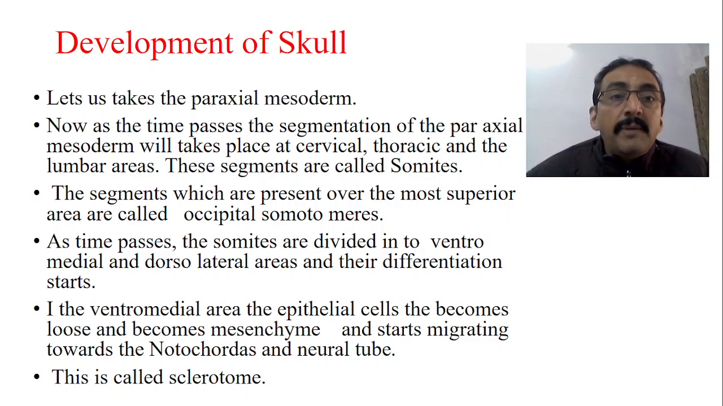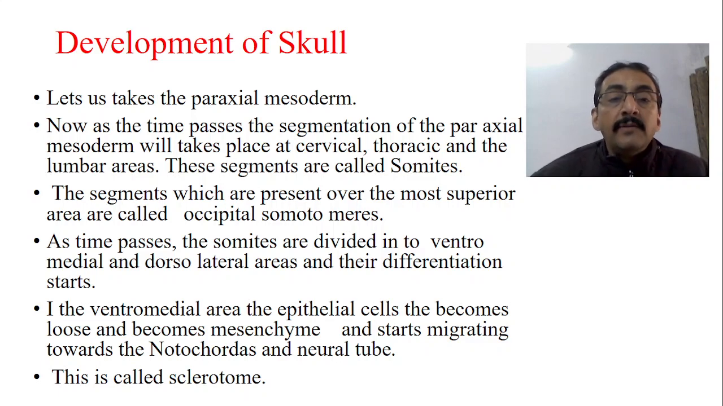Now we know what we mean by paraxial mesoderm. In the last class we have seen it, so let us take the paraxial mesoderm now. As time passes, segmentation of the paraxial mesoderm takes place at the cervical, thoracic and lumbar areas. These segments are called somites. The segments present over the most superior area are called occipital somitomeres.